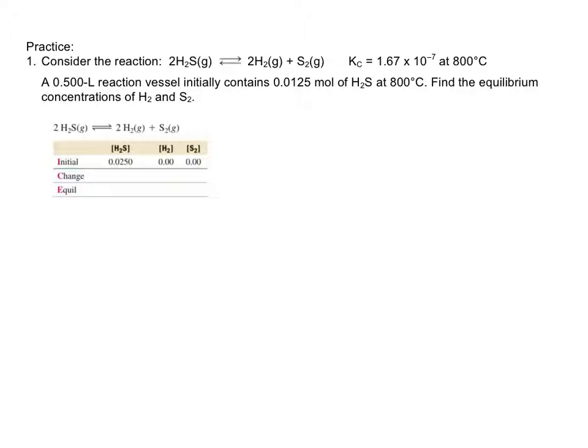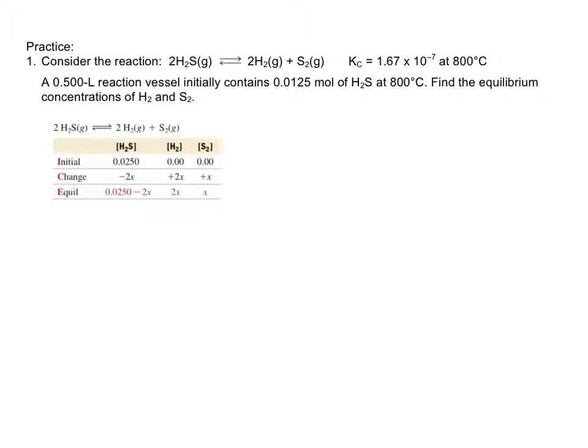Then the change for H2S is going to be negative because it's going to get used up, and it's going to be minus 2x, and the change for H2 is going to be plus 2x. They both have two coefficients in our balanced equation, and then the change for S2 is just going to be plus x because it just has a coefficient of 1. So our equilibrium concentrations are 0.0250 minus 2x, and 2x and x.